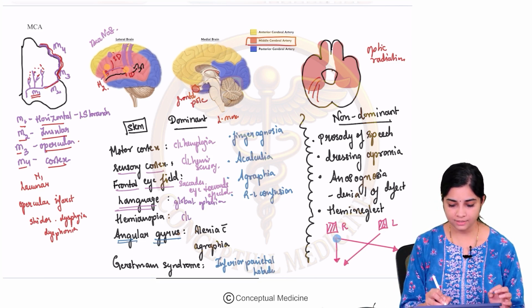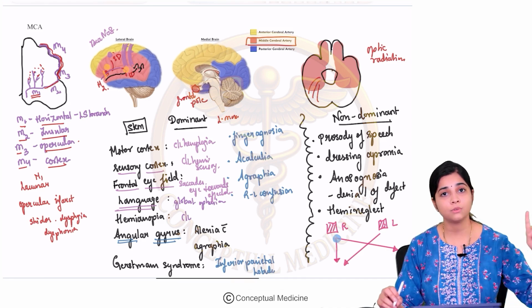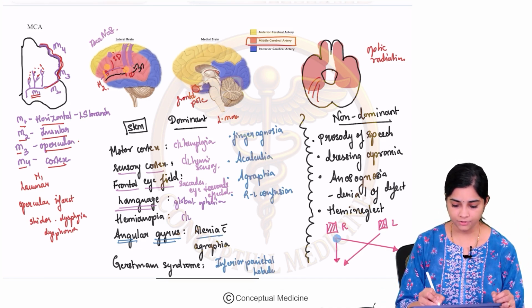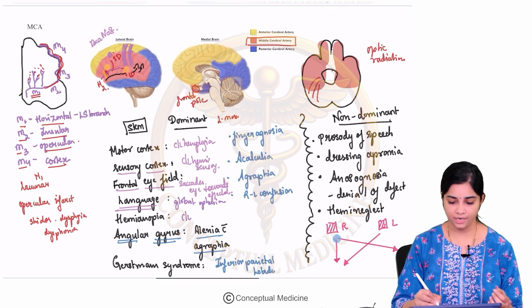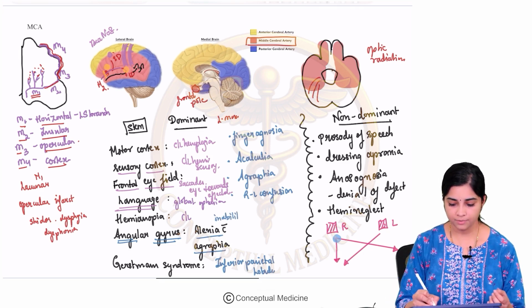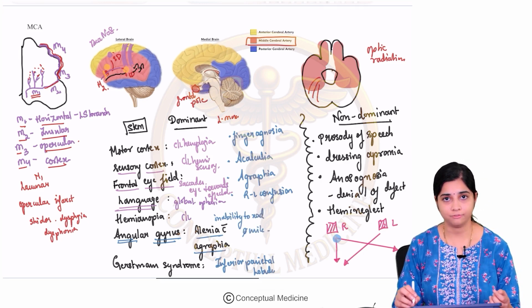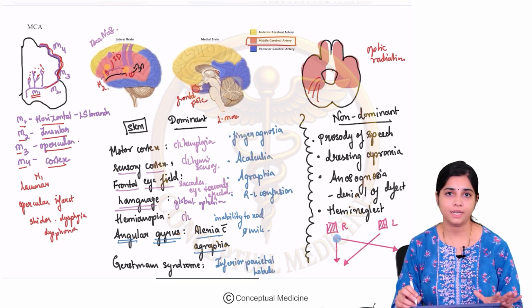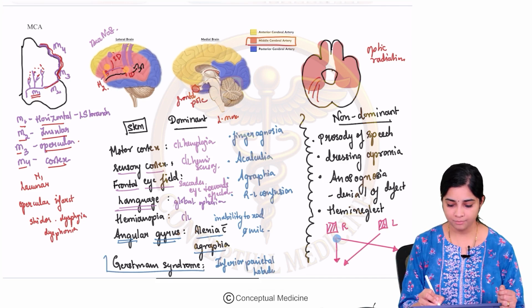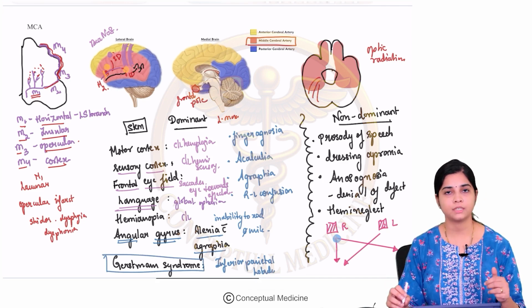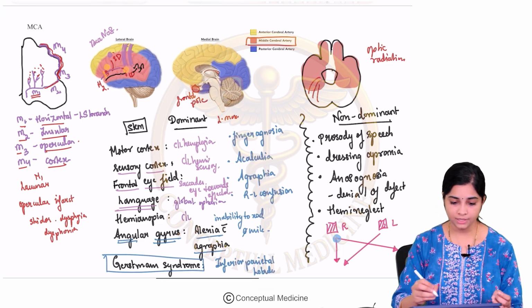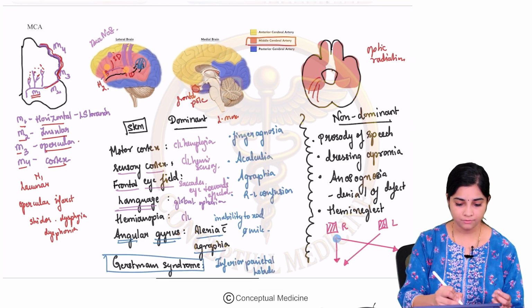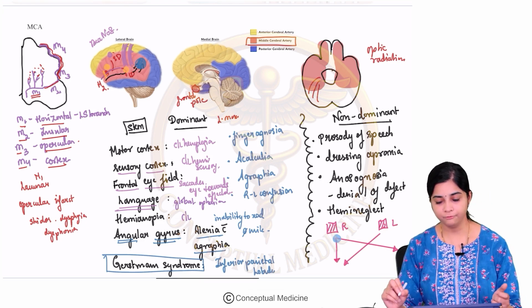So if the angular gyrus is involved, angular gyrus of what? Angular gyrus only in the dominant hemisphere, you get a condition which is called alexia with agraphia, meaning inability to both read and write. So that is your alexia with agraphia, which is because of your dominant hemisphere angular gyrus involved. Then another very important syndrome is your Gerstmann syndrome, which occurs in dominant hemisphere involvement of MCA. So this is predominantly due to involvement of the inferior parietal lobule.